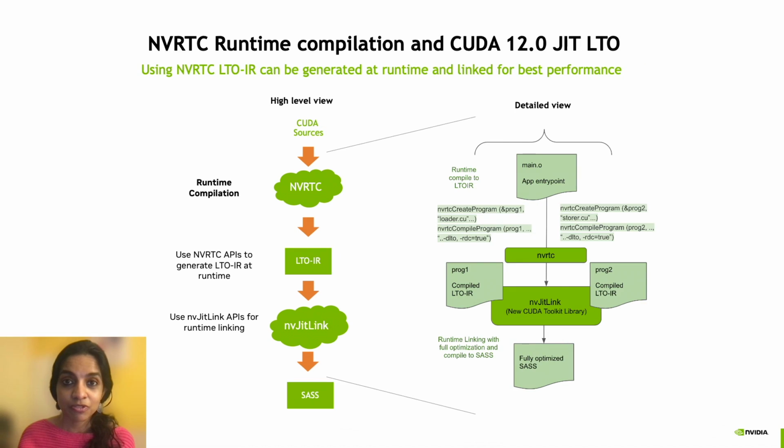Let's see what the workflow is if you are using NVRTC. If you're using NVRTC for your runtime compilation, you'll now have to request NVRTC to generate an LTO-IR blob, which it will, and then you can use the nvJitLink APIs to JIT link and LTO these LTO-IR objects, producing a fully optimized SASS kernel. Thereby, your offline compilation and runtime compilation needs are taken care of with this new library.